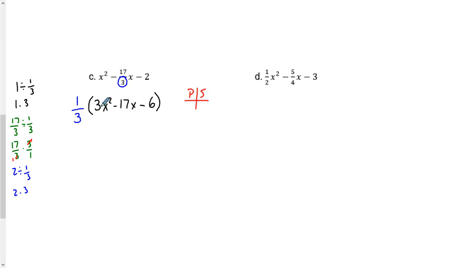Do our product and sum. Product of 18, sum of -17. Maybe tricky to figure out those numbers. Oh, they're going to be a 1 and 18. Really? I was wondering why this looked a little bit weird. I didn't take 3 times -6. It needs to be -18. There we go, that works a lot better. So I have -18. So that -1/3 is just going to come out.